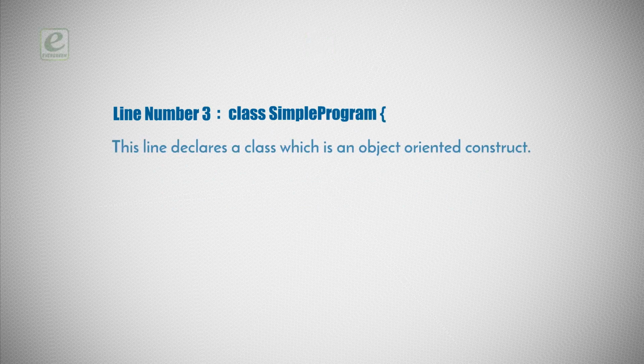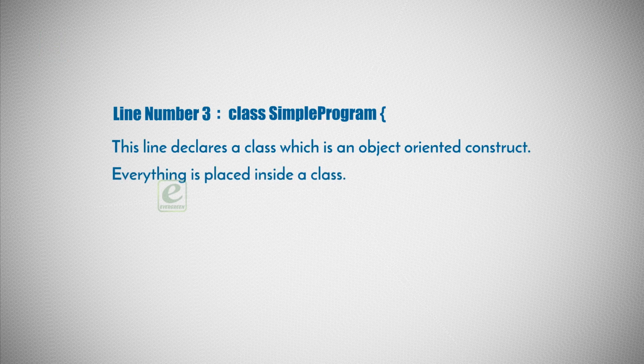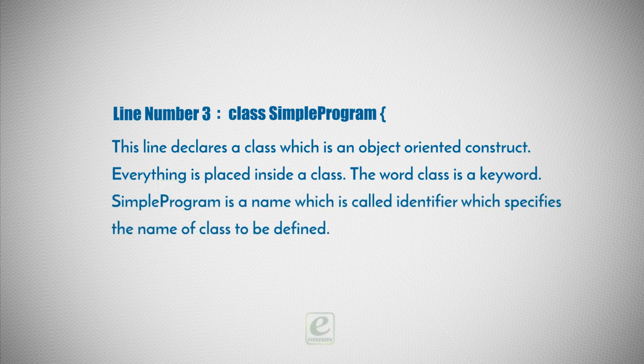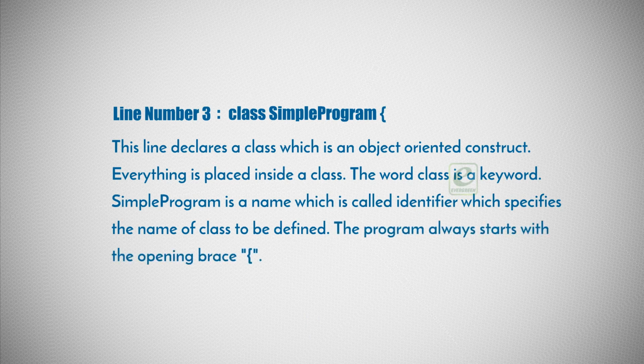Line number 3. Class simple program curly braces open. This line declares a class which is an object-oriented construct. Everything is placed inside a class. The word class is a keyword. Simple program is a name, called an identifier, which specifies the name of the class to be defined. The program always starts with the opening curly brace.